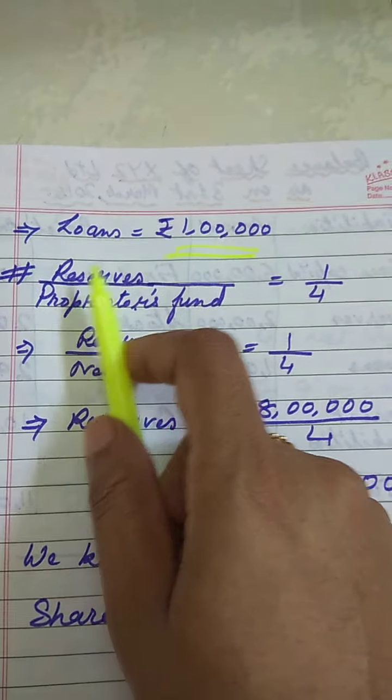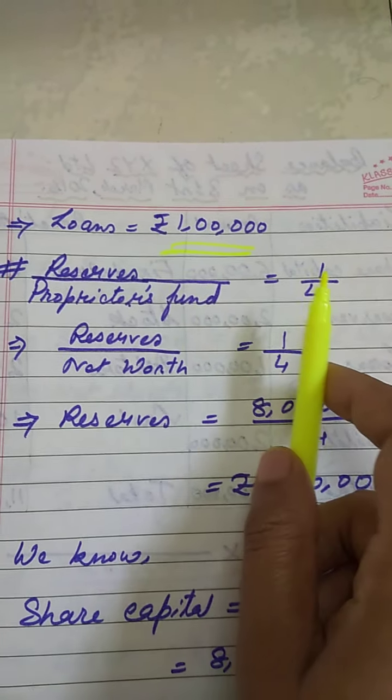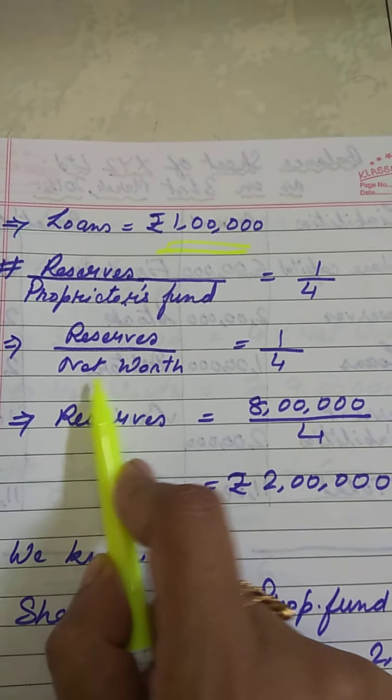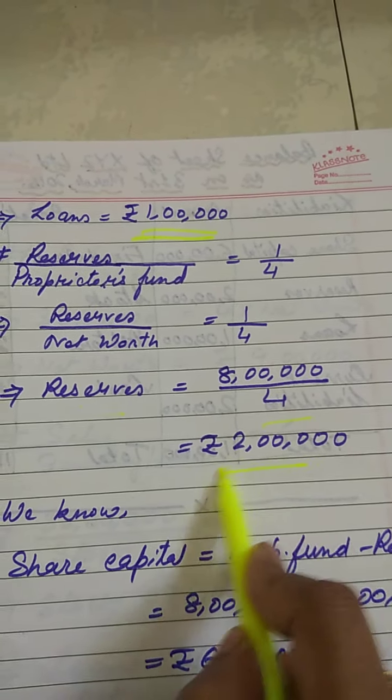Next ratio we are taking, reserves to proprietor's fund. It is given as 1:4. So directly we are taking that. Now this proprietor's fund means net worth. Net worth we know. So we are solving for reserves and we are finding rupees 2 lakh as the answer.